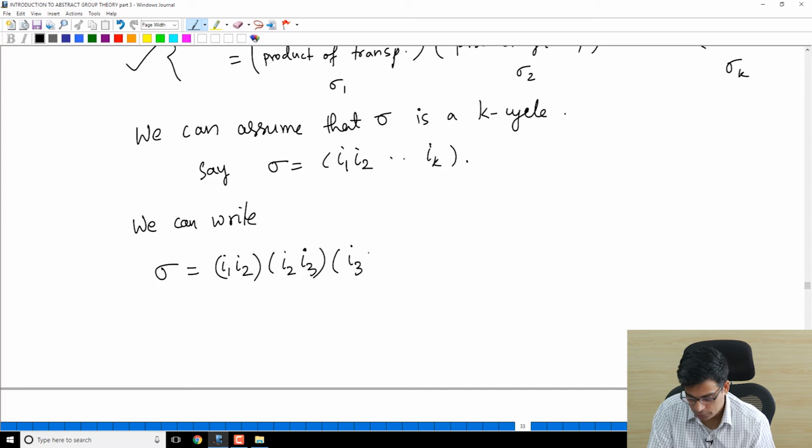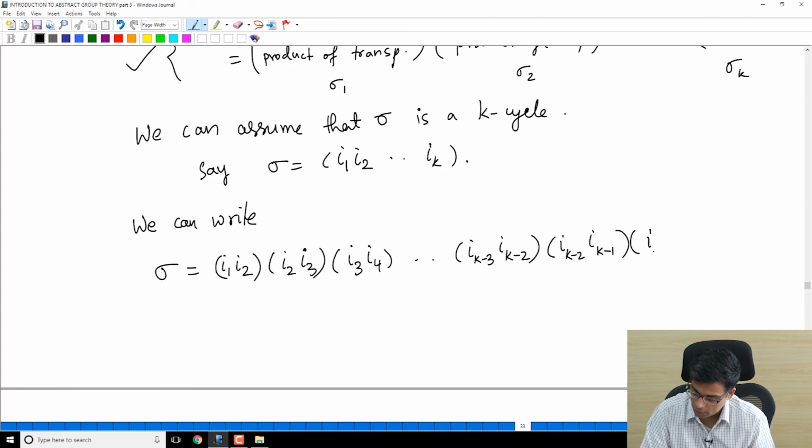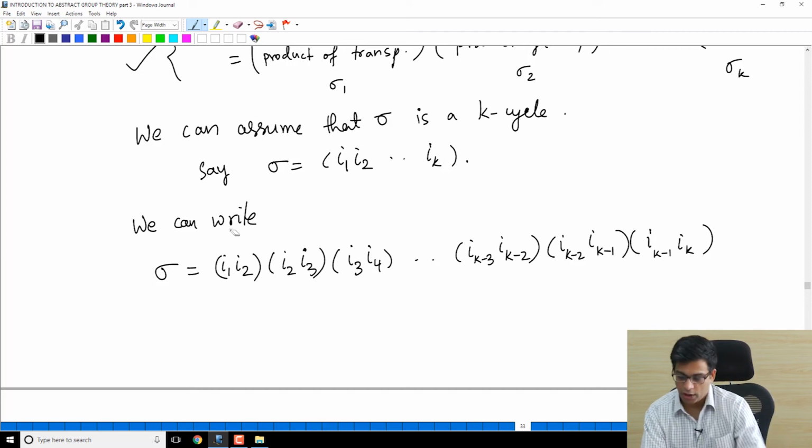Now I'll put I3, I4, and I'll keep doing this. I'll do ik minus 3, ik minus 2, ik minus 2, ik minus 1, ik minus 1, ik. Okay, so I claim this. We can write like this. In fact, we claim that this is an equality.